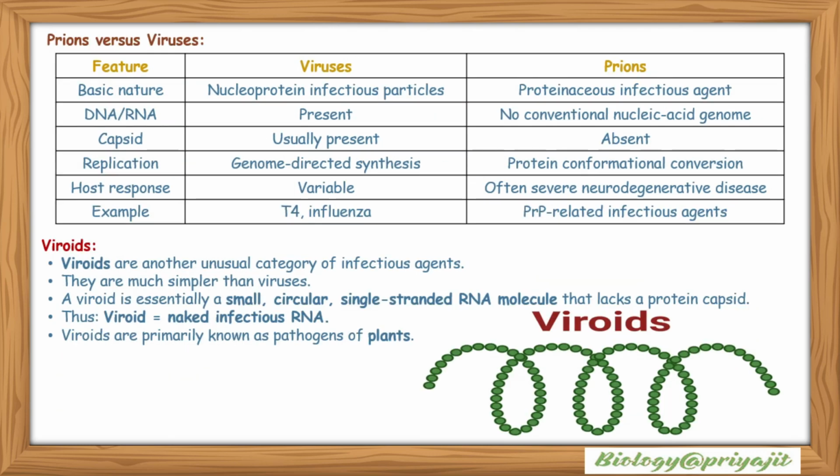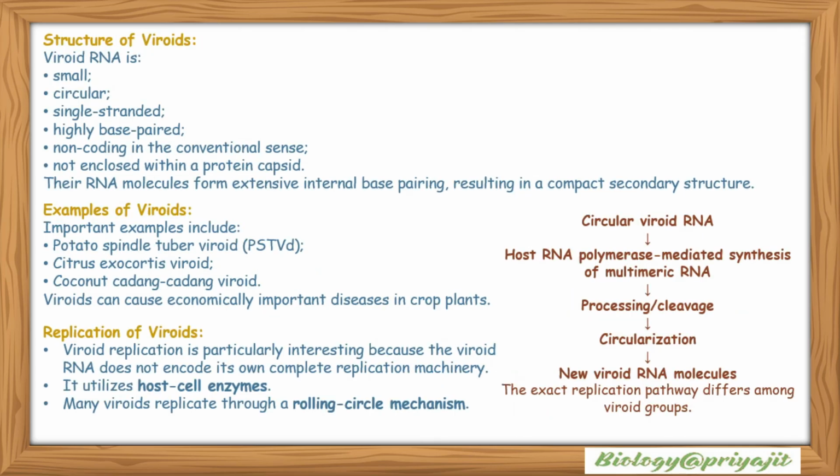Viroids. Viroids are another unusual category of infectious agent. They are much simpler than viruses. They are essentially a small circular single-stranded RNA molecule that lacks a protein coat or capsid. The viroid is naked infectious RNA. Viroids are primarily known as pathogens of plants. Structure of viroids. They are small, circular, single-stranded, highly base paired, non-coding in conventional terms. They are not enclosed within a protein capsid. Examples include potato spindle tuber viroid and citrus exocortis viroid.